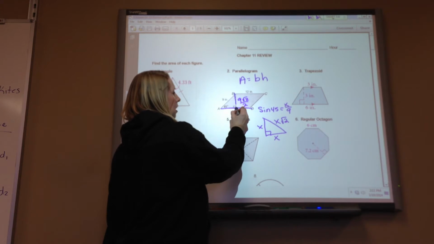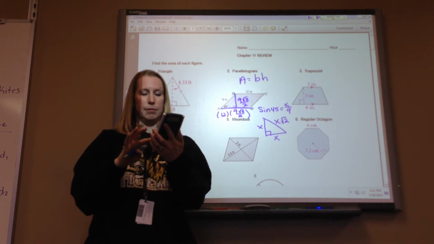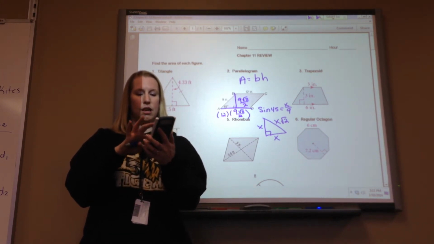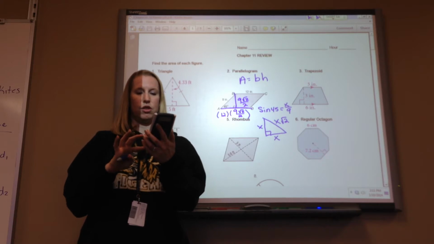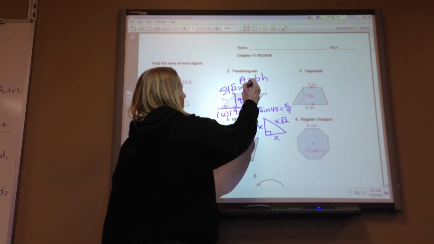Just do base times height. So 12 times 9 radical 2 over 2. 12 times 9 radical 2 over 2 is 54 radical 2 inches squared.